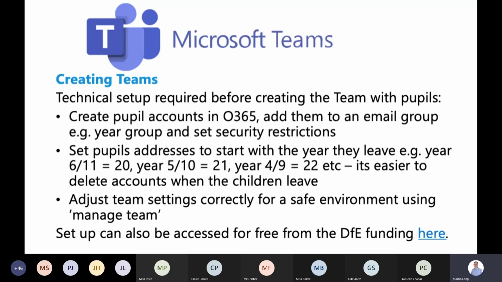And there's a link for the DFE funding. If anyone hasn't applied yet, there is DFE funding available to the tune of £1,500 for primary schools, or £2,000 for a secondary school, or it's £1,000 for each school in a MAT, where you can apply if you currently do not have pupil accounts and pupil teams set up. If you've already got them set up, then sorry, you can't access that fund.